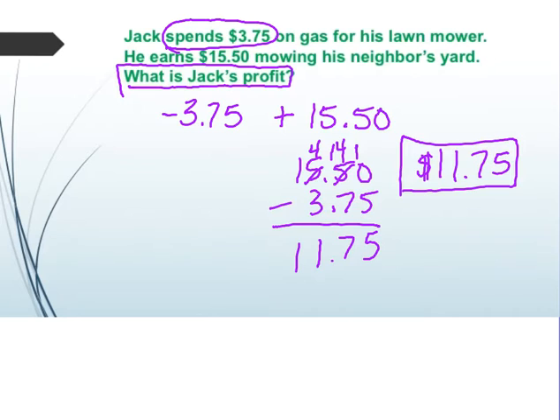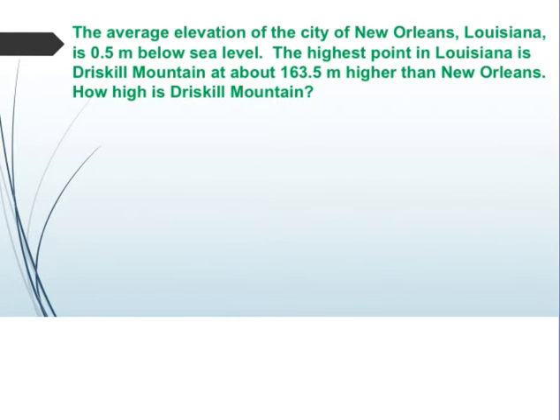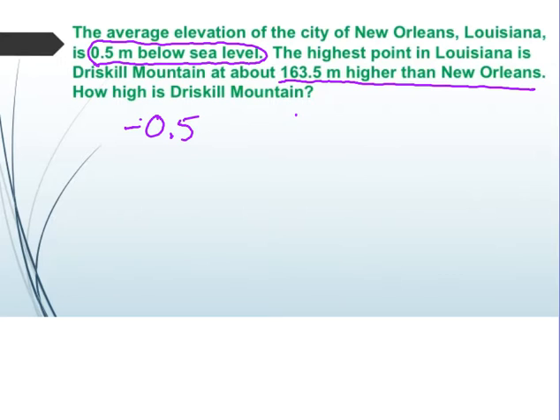Last word problem. Let's read the whole thing and figure out what it's trying to ask us. The average elevation of the city of New Orleans, Louisiana is 0.5 meters below sea level. Well, that tells me something like a negative 0.5. The highest point in Louisiana is 163.5 meters higher. So that's a positive 163.5.